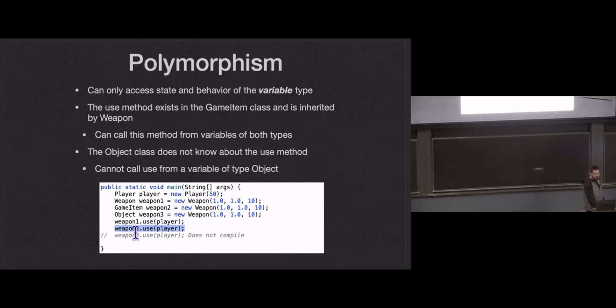And it can be called through the weapon variable, because weapon inherits use from GameItem, so it definitely knows about the method as well. So both of these types know about the use method. You can call the method through those two variables, but the Object class doesn't know about the use method, so this still doesn't compile.